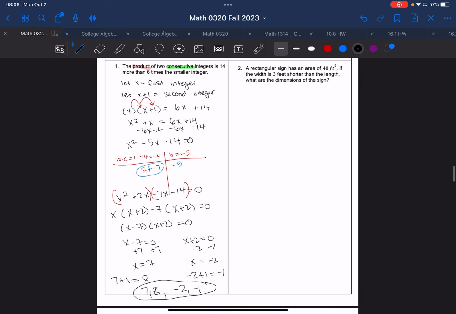Meaning for my problem, I could have 2 possible consecutive integers. I could have 7, 8, and that would work for this problem, or -2, -1, and that would also work for this problem. Remember, since these are applications, there might be that additional step at the end to get our actual answer. Okay. Any questions on number 1? Okay.